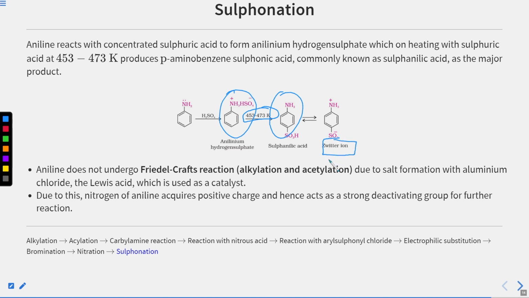Now one more important point, which is that it cannot undergo Friedel-Crafts alkylation and acylation, because when we treat it with aluminium chloride that is acting as a Lewis acid, the nitrogen donates its lone pair and coordinates with it, and does not proceed with the further reaction. So this was for today's class. We have seen a lot of reactions that are related to amines.